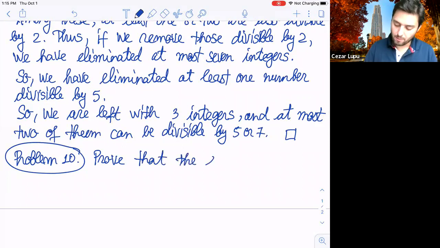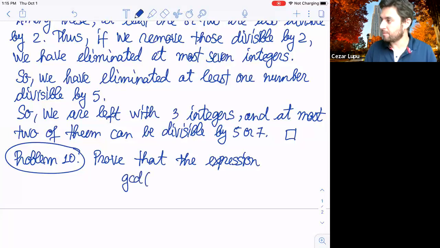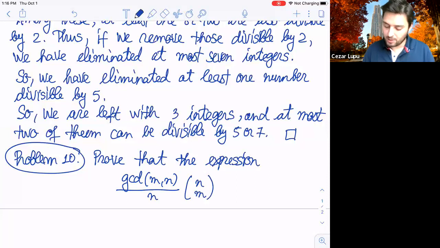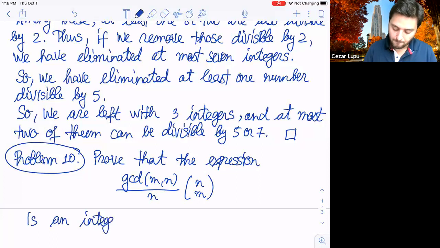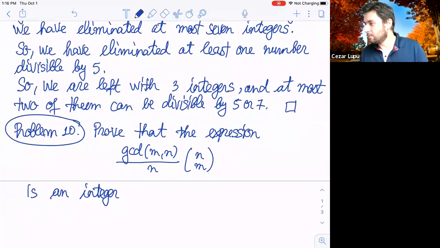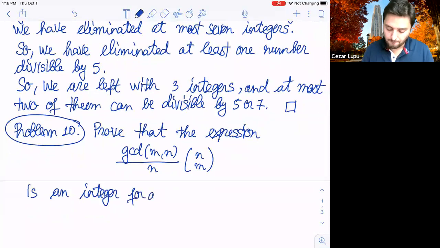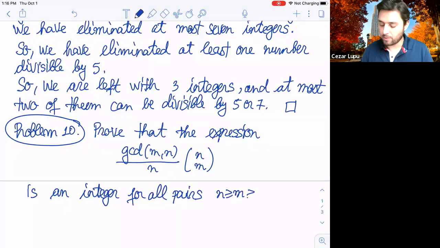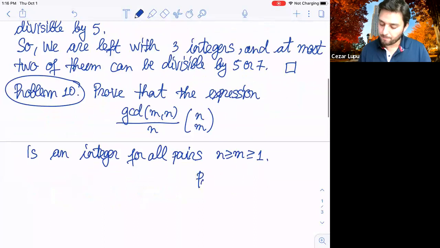the expression gcd of m and n, everything over n, times n choose m, is an integer. This guy is an integer for all pairs n greater or equal than m greater or equal than 1. This was a Putnam, Putnam B2 in 2000.